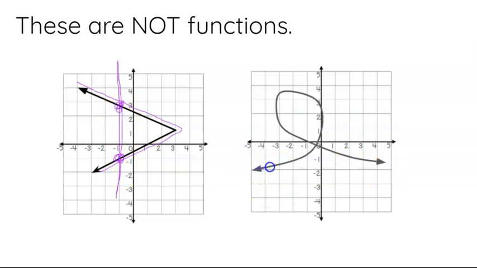Same with this here. It goes from left to right, and then it starts going from right to left. Also, if we draw that vertical line here, you can see it goes through 1, 2, 3 times. So it does not pass the vertical line test, so it's not a function.